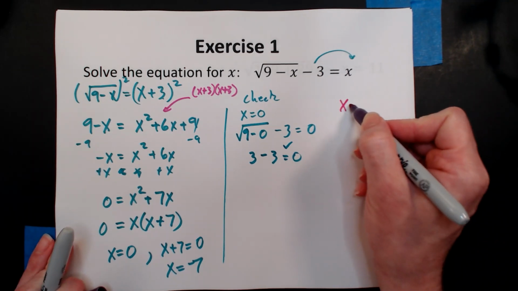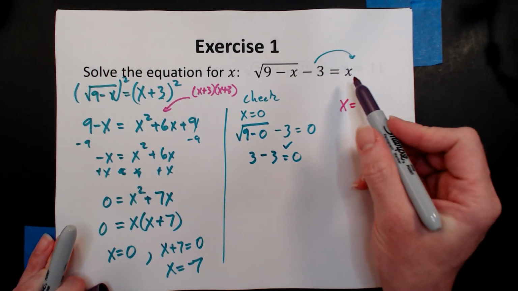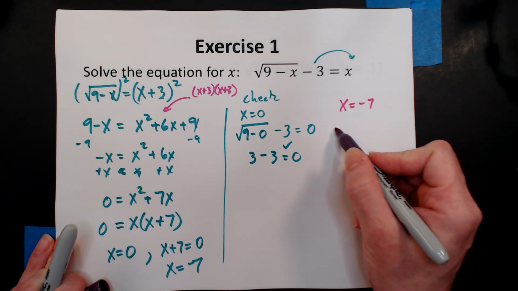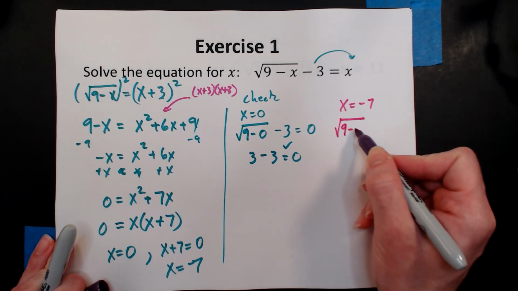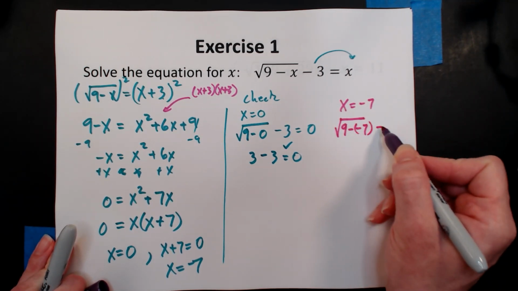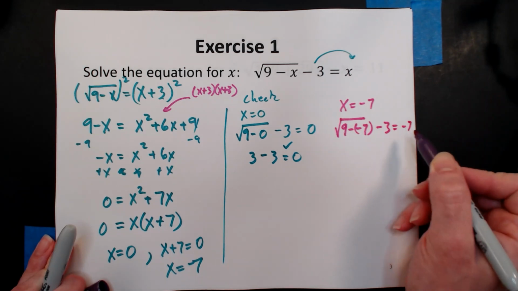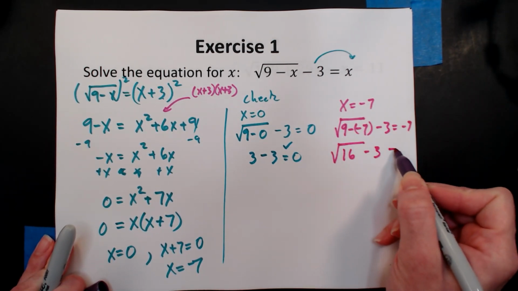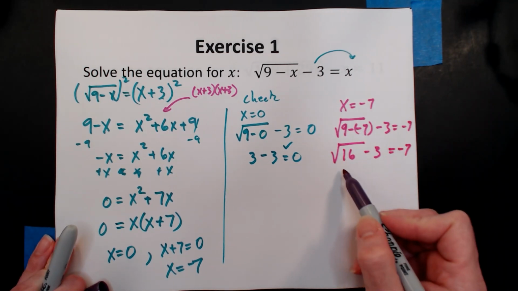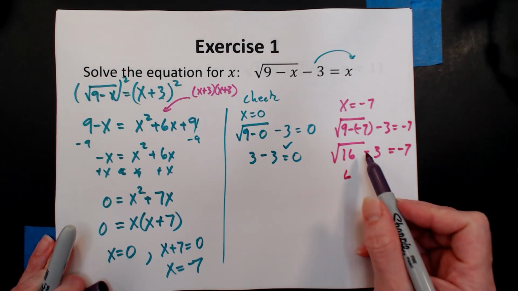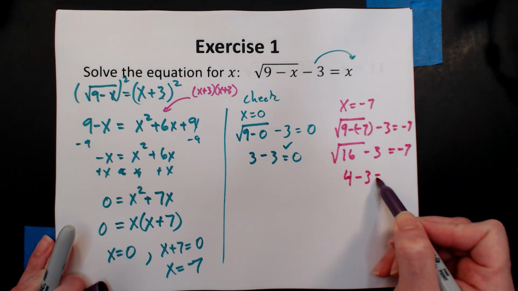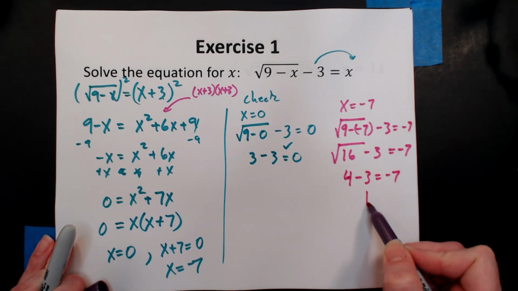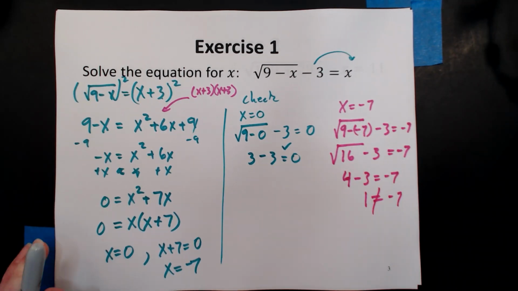And then we're going to also check x equals negative 7. When we plug in negative 7, we're going to get the square root of 9 minus a negative 7, minus 3, equals negative 7. So that's going to give us the square root of 16 minus 3 equals negative 7. Already you can see there's going to be a problem, because I'm going to have 4 minus 3 equals negative 7. That means 1 equals negative 7. That's not true. So this one doesn't check out.